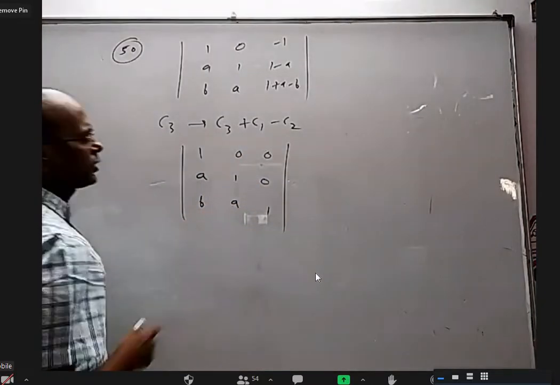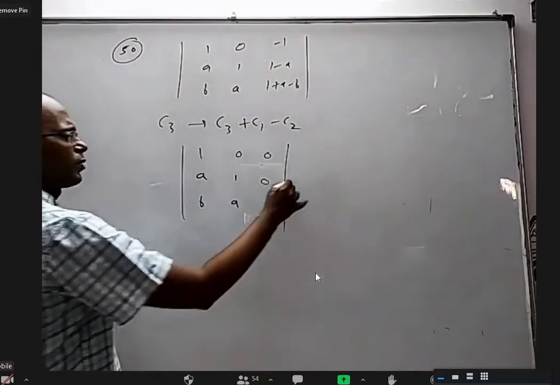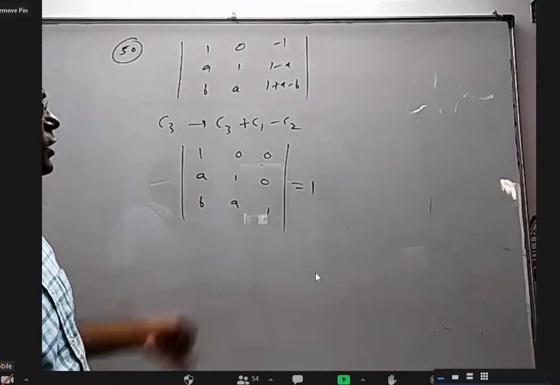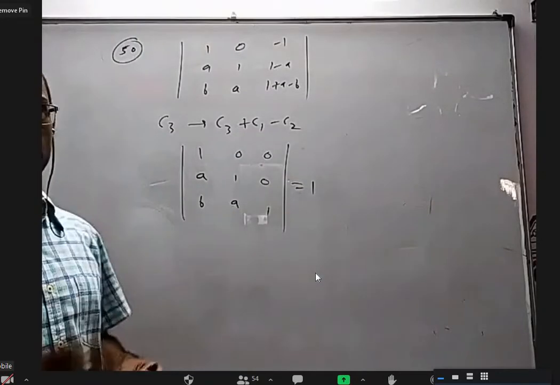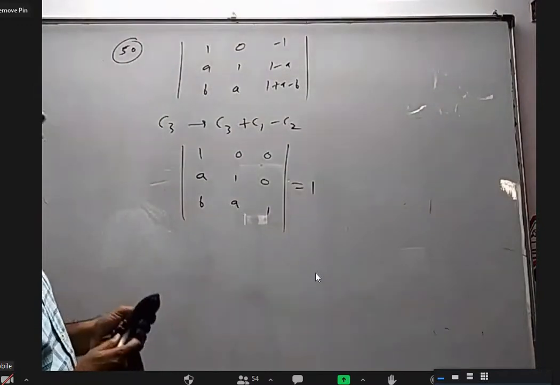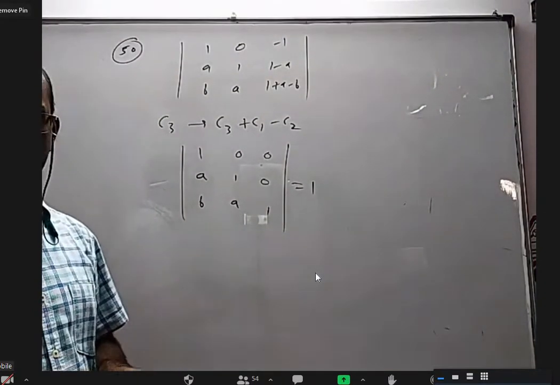Okay, a lot of zeros here. I think it's a triangular matrix, so simply 1 is the answer. So whether A is 100 or 1000 or 1 lakh or B is 1 crore, doesn't matter. Every time the answer is 1 only. So the determinant value is independent of A and B. It does not depend on A and B. Is it okay, 50? Yes, sir.